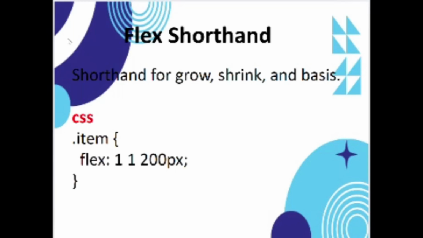Let's see an example. Here we have taken the 2 or 3 boxes with width of 200 pixels. The box 1 grows twice as much as the box 2 when space increases.